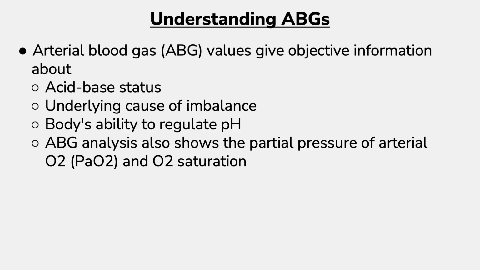Okay, so ABGs help us determine 3 key things. Your arterial blood gases, right? The patient's acid-base status, the underlying cause, and whether the body is compensating. These are the 3 things that you understand from ABGs. They also provide information about oxygenation, which is critical in patient care. We want to know, is our patient oxygenated?